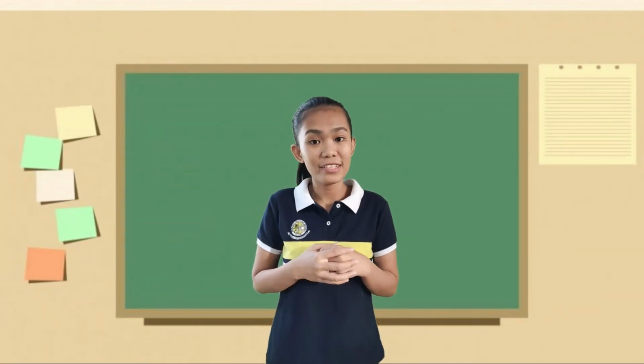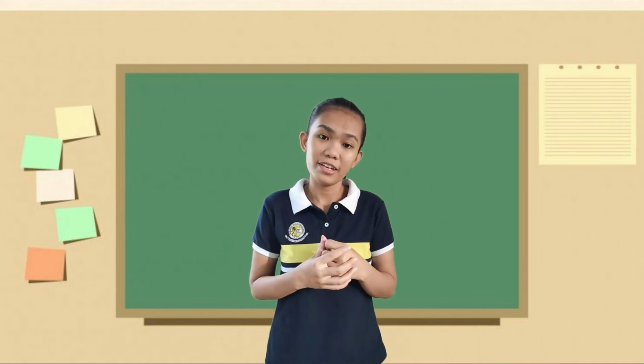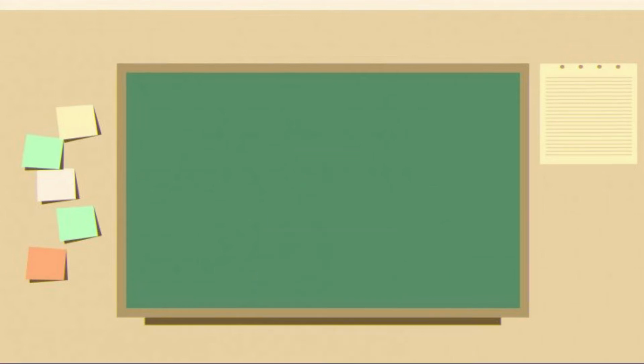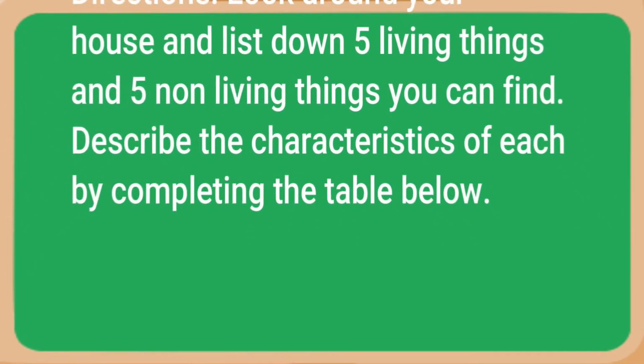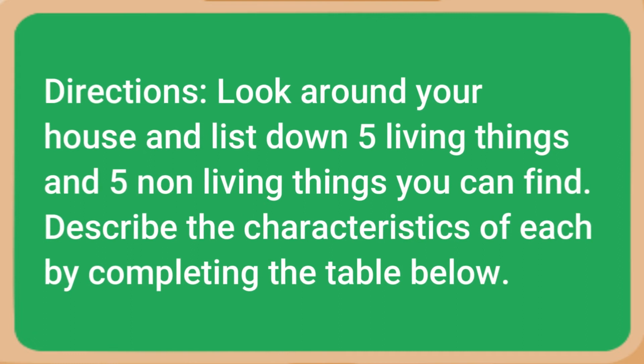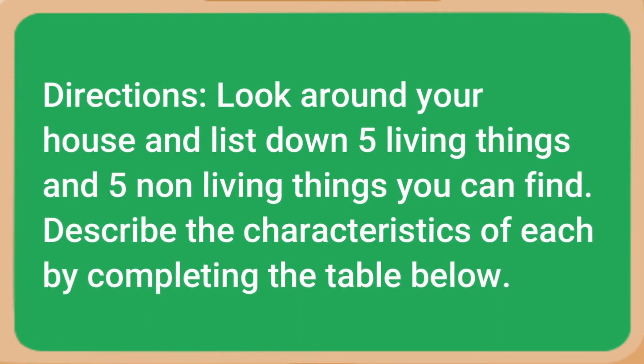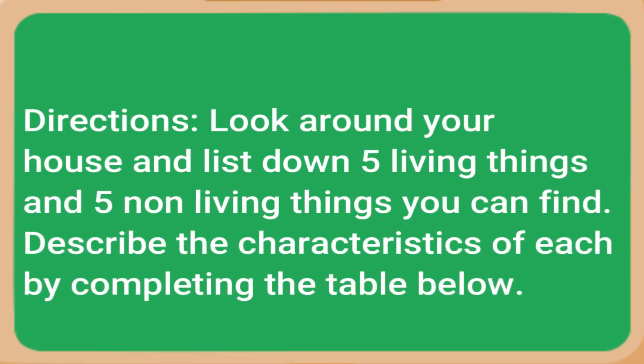Now that you understand what is a living and a non-living thing and also their characteristics, let us explore more by doing this activity. Directions. Look around your house and list 5 living things and 5 non-living things that you can find. Describe the characteristics of each by completing the table below and do it for 5 minutes.